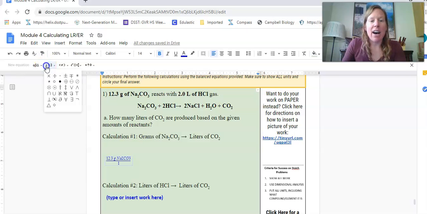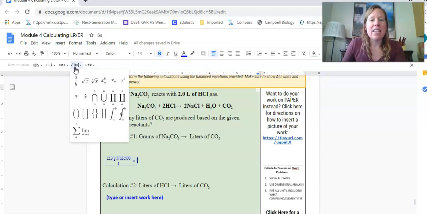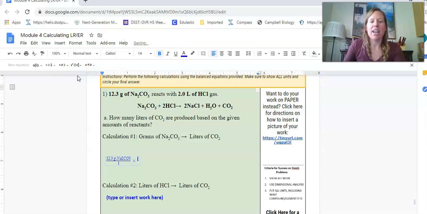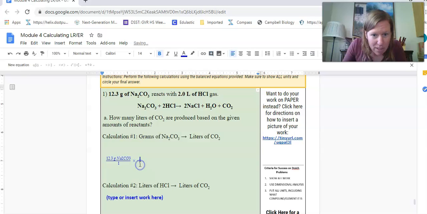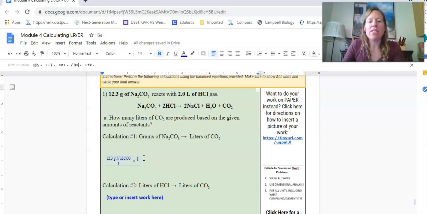I can do a multiplication symbol and then include another conversion factor. So maybe I don't know what's going to go on the top, but on the bottom I do know it's going to be grams of Na2CO3, and I remember if I look at my mole map that 1 mole of Na2CO3 is going to go on top.